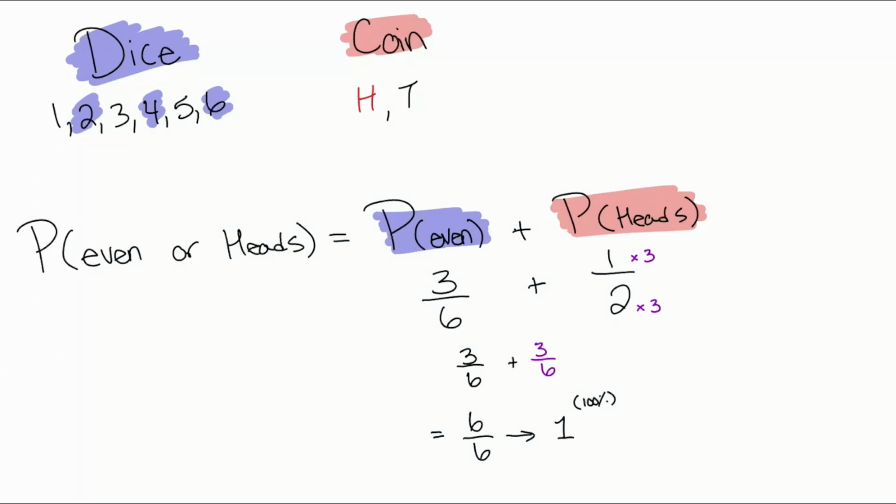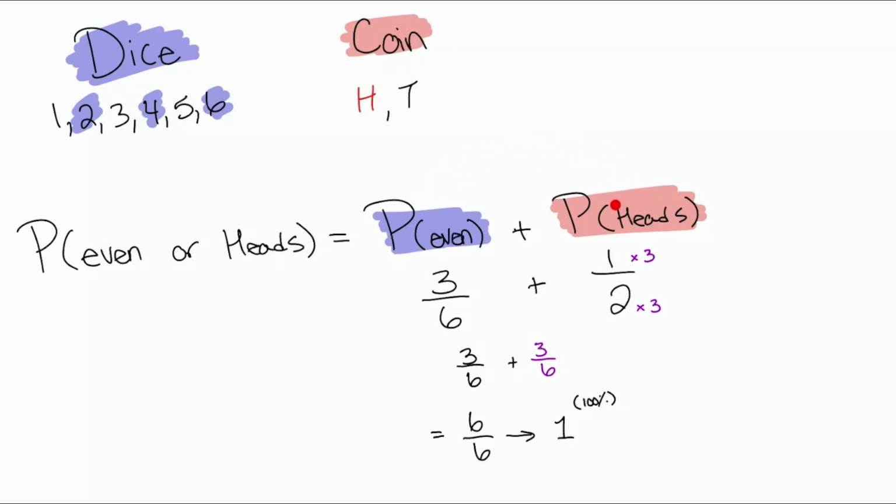So that's the problem, everyone. That's the problem. What this takes into account is, hey, this only worries about when we get an even number. This only worries about when we get heads. But there are times where when you roll the dice and get an even number, you also get heads at the same time.